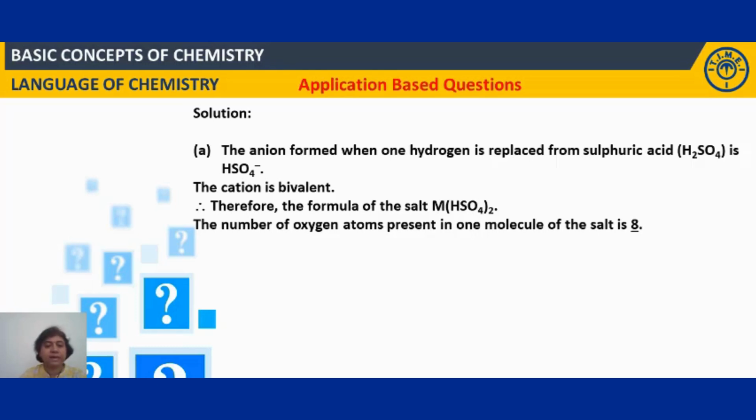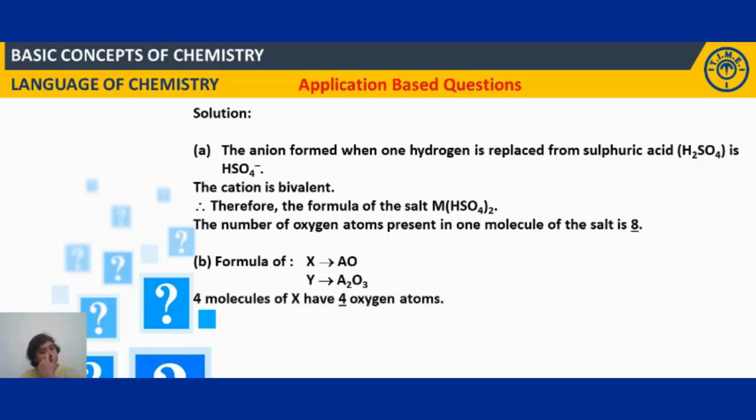Done? Next question. The formula of X is AO. The formula of Y is A2O3. 4 molecules of X have 4 oxygen atoms. 5 molecules of Y have 15 oxygen atoms.